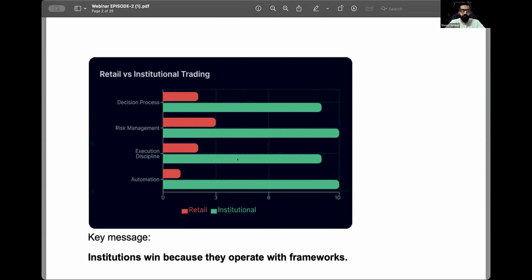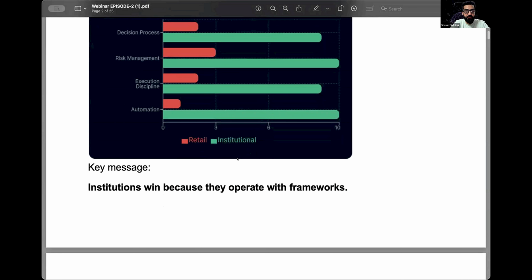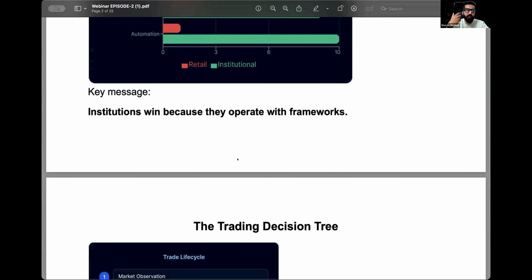And with this automation, the failure of retail traders compared to institutional traders, there's a huge difference between success rates in retail traders versus professional traders. So these are the key reasons why institutions win, because they operate with frameworks. And retail traders suffer losses because they do not operate with frameworks.